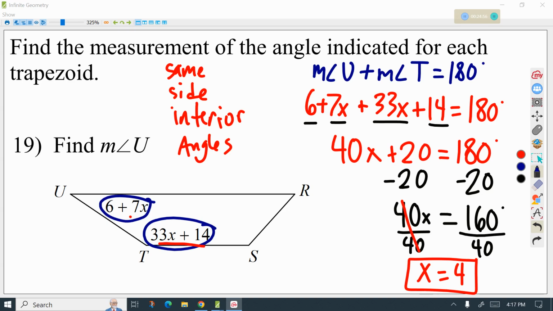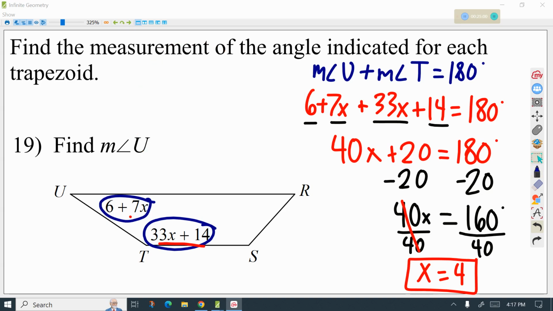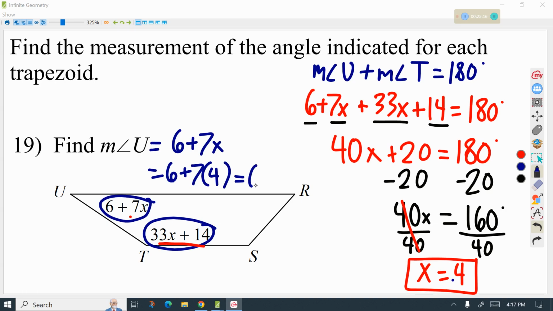So to finish this up, we're going to take that and plug it into the expression for angle U. Angle U is 6 plus 7x. So I'm going to plug in x is 4, okay? And I know that 7 times 4 is 28. 28 plus 6, I'm doing it in my head, is 34, okay? Now we'll do it on the paper. We got 6 plus 28, yeah, 34. Okay, so that problem is complete.